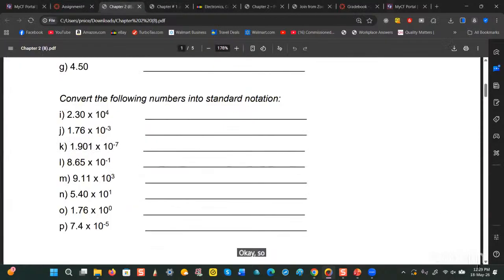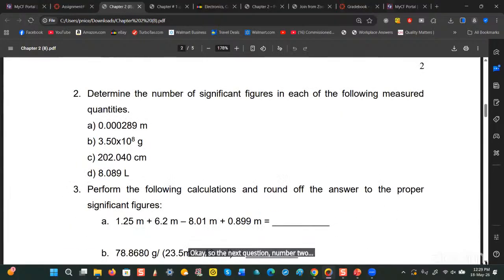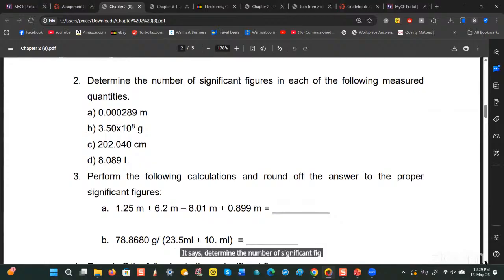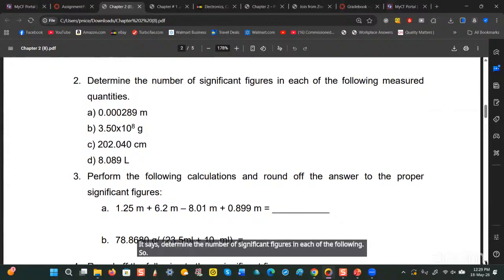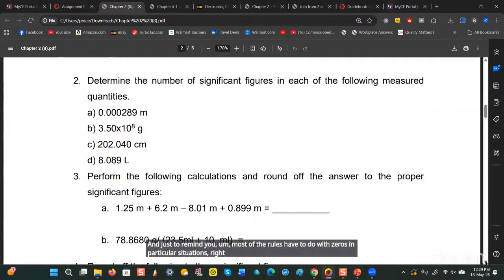Okay, so the next question, number 2, it says determine the number of significant figures in each of the following. So this question is testing your understanding of the rules that we covered for significant figures, right? And just to remind you, most of the rules have to do with zeros in particular situations. So for example, zeros at the end of a number where there's a decimal point, those zeros are significant. If there's no decimal point, then those zeros are not significant.